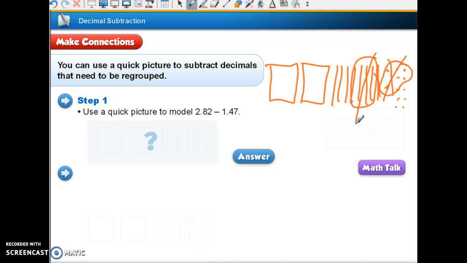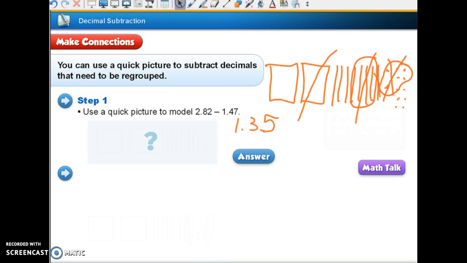Now in the ones place, I need to subtract a 1. Do I have 2 1s to take 1 away from? I do. So what is my answer here? I have 1 whole. How many tenths do I have left? 3 tenths. And how many hundredths? 5 hundredths.